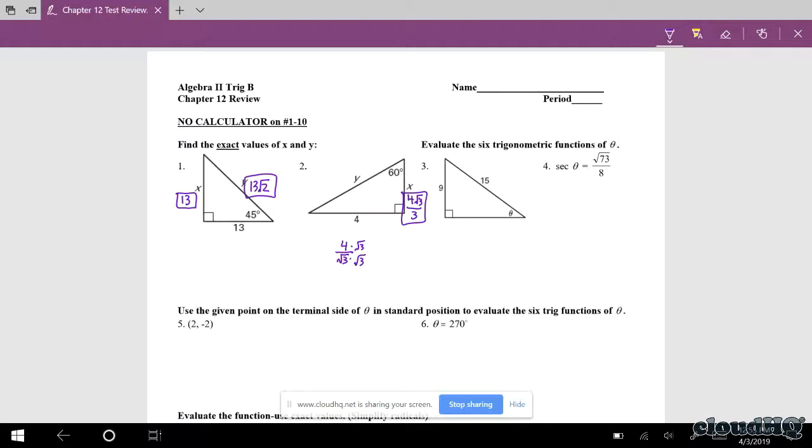Then our hypotenuse, we just double our short leg. So take that and multiply it by 2. So multiply the numerator, rather, by 2. The denominator stays the same. So 8 square roots of 3 over 3 is your y.